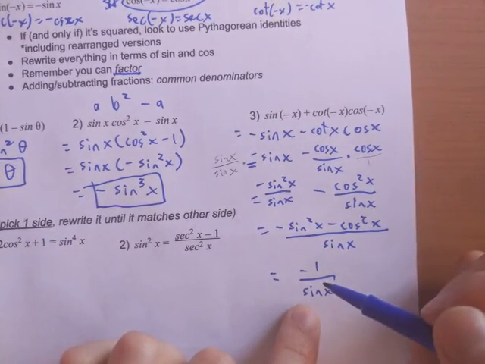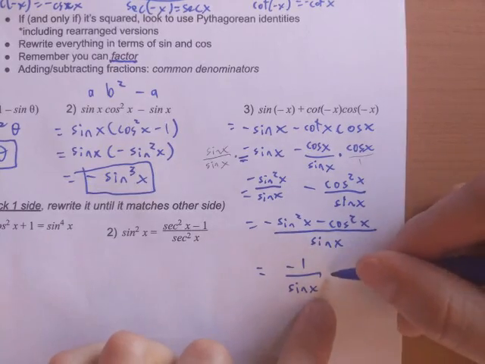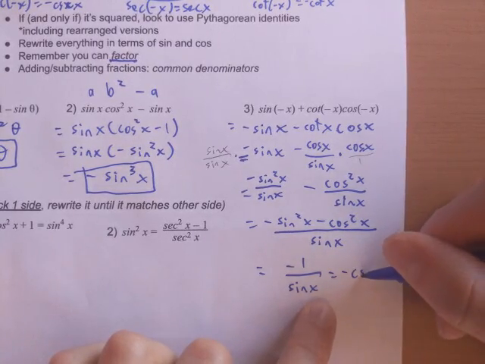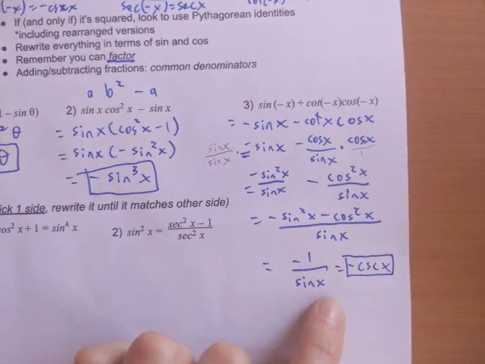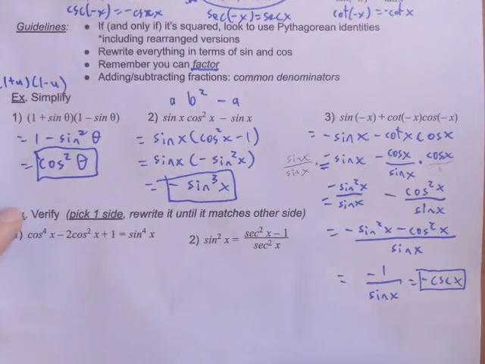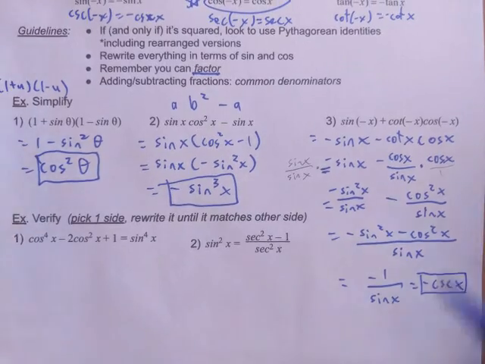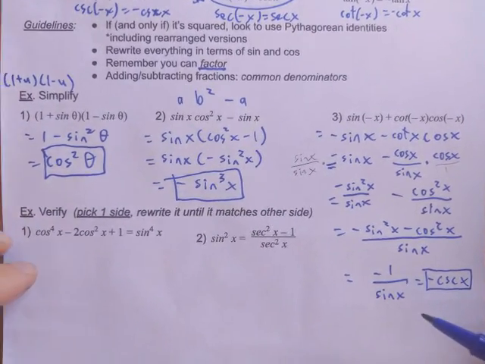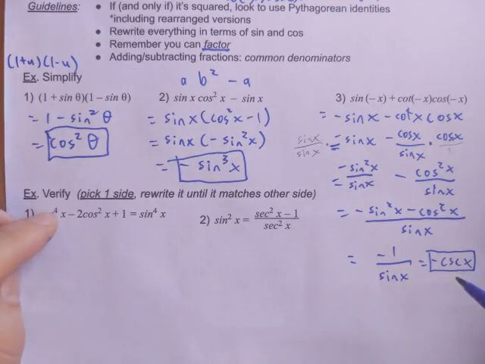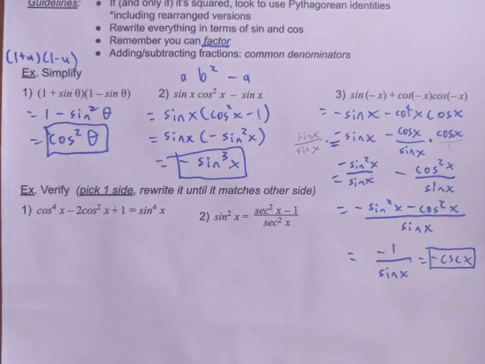Now we know that 1 over sine x, that's cosecant. So we get negative cosecant x right here. Okay? So that's simplifying. We'll just give you an expression, ask you to use those identities as much as you can to get it as simple as you can. There's also where we ask you to verify, and that's kind of like where we're giving you the answer already.